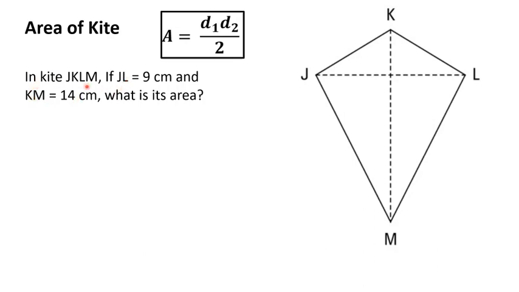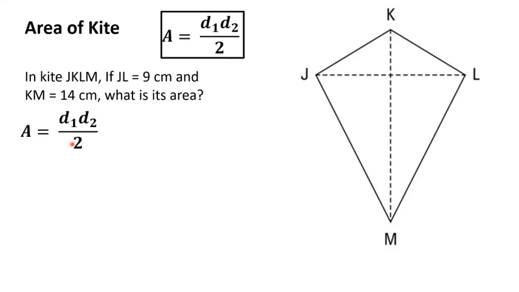So siguro ganito na lang, since ang JL ay pwedeng diagonal 1 or diagonal 2, depende na lang siguro sa pagkakasunod-sunod or pagbigay nung given. Since unang binigay yung JL, this will serve as our diagonal 1. And KM is diagonal 2. The first thing we have to do here is to rewrite first the formula, which is A, or area, is equal to D sub 1 times D sub 2 all over 2.